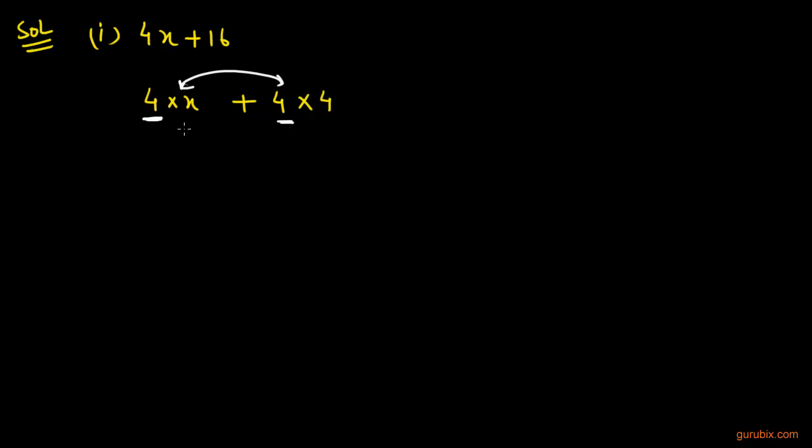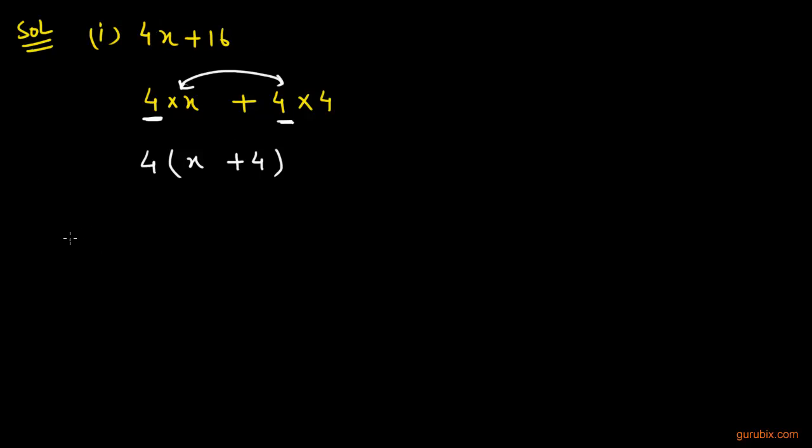So we shall take this 4 common from these two terms like this, and here x remains and here plus 4 remains. So we shall write x plus 4 in this bracket. So this is the factorization form of this algebraic expression 4x plus 16.